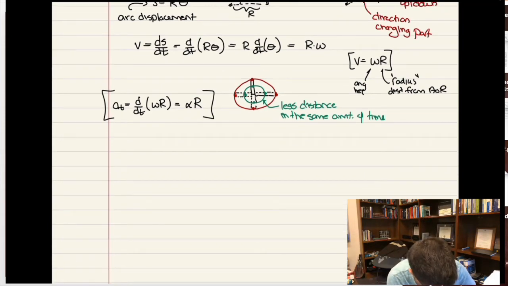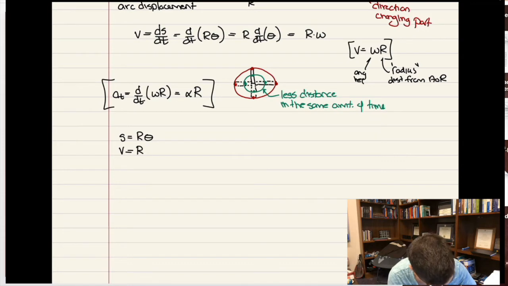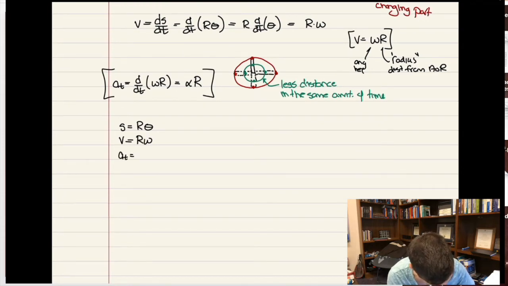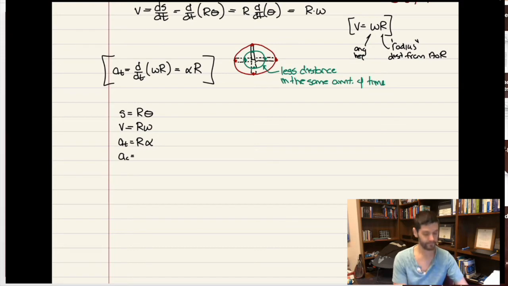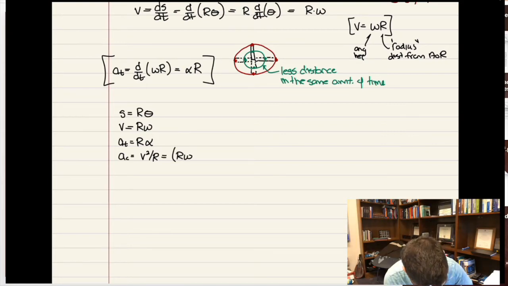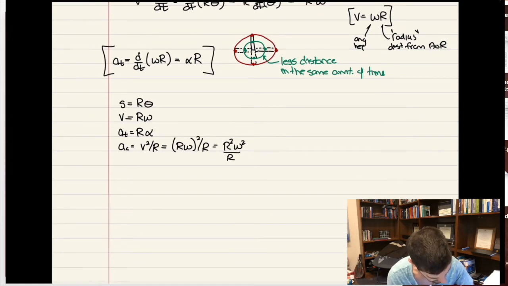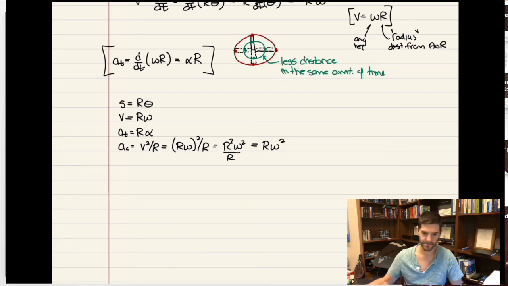So then our relationships are that there's some arc, which is r times theta. The velocity is related to r times omega. The tangential component is r times alpha. And then the centripetal component relates to v squared over r. But if I wanted to use the angular variables, we just derived that v is the same thing as r omega, so this becomes r squared omega squared over r. One of the r's cancels. This is r omega squared. That is how you can relate the linear variables to the angular variables.